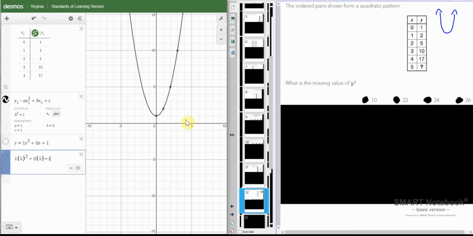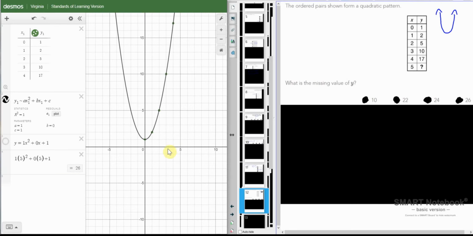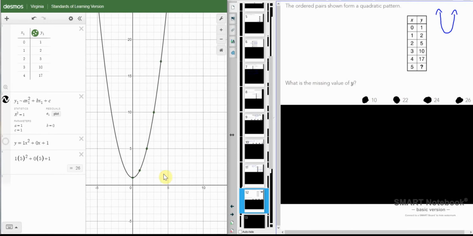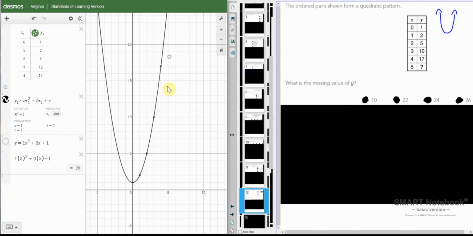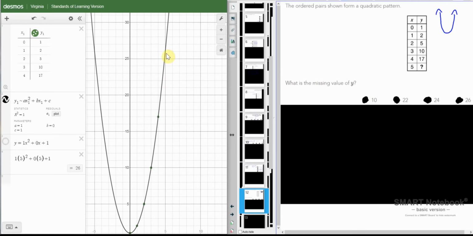Right? Another way you could look at your graph, I'm going to pull this down. All right, so my goal was to figure out what y was when x was 5. So x is 5 right here. So I'm going to go up until I hit my graph. Got to keep going. And look at that. That's where it hits. And the y value is 26. So Desmos helps us out a couple of ways on that one.